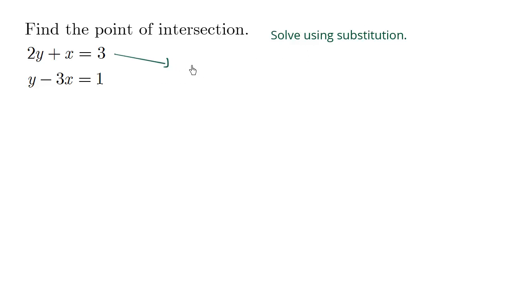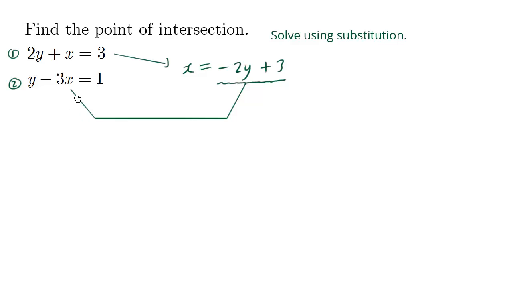So what I have here is x is equal to, I'm going to move the 2y over, negative 2y plus 3. So we know what x is. This here is the value of x, negative 2y plus 3. What about the second equation? Because we know what x is, x happens to be negative 2y plus 3, we can actually take this result and plug it into x.